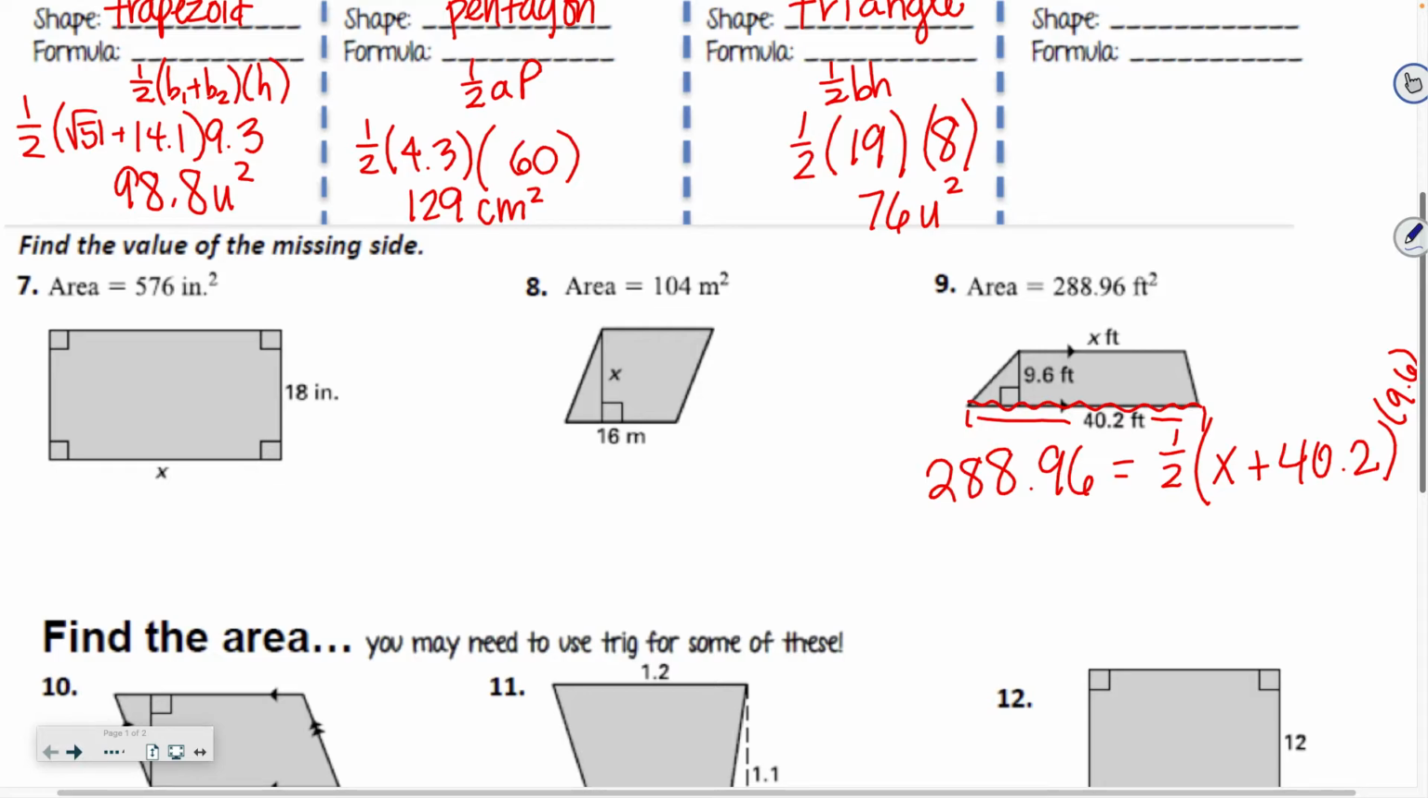Okay, so we have options. We could distribute the 1/2. We could divide by 9.6. But I'm going to get rid of the fraction first. So what's the opposite of multiplying by 1/2? Dividing by 1/2, or multiplying by what? Multiply by 2. So why don't we multiply both sides by 2 so we can get rid of this 1/2? Somebody do 288.96 times 2. 577.92.